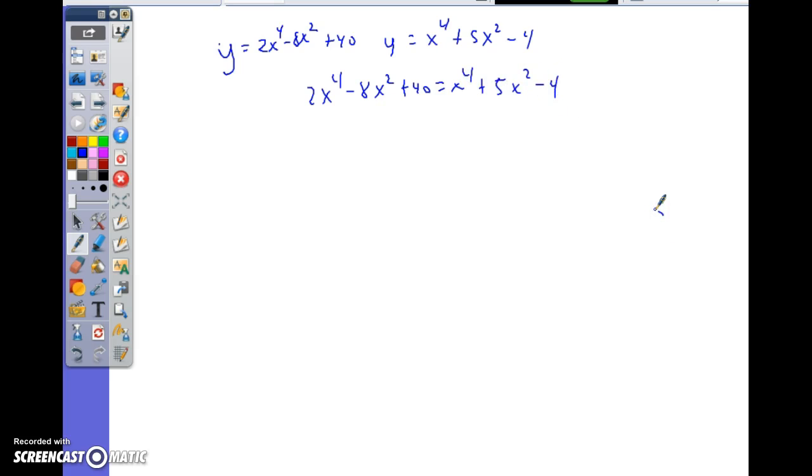Agreed? Move everything to one side, I'm going to move this way, so I get x to the fourth minus 13x squared plus 36 equals, no, plus 44. That's probably where I messed up right there, I'll bet you. Darn it. Were you messed up or you? I messed up. I'm guessing I messed up right there.